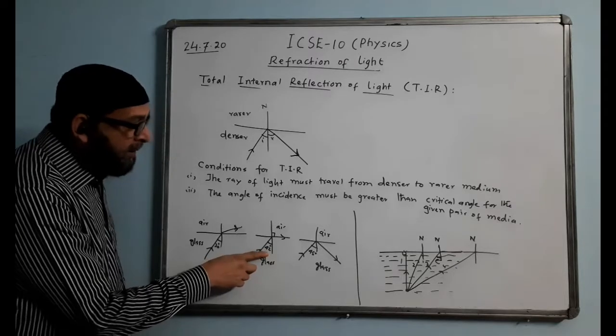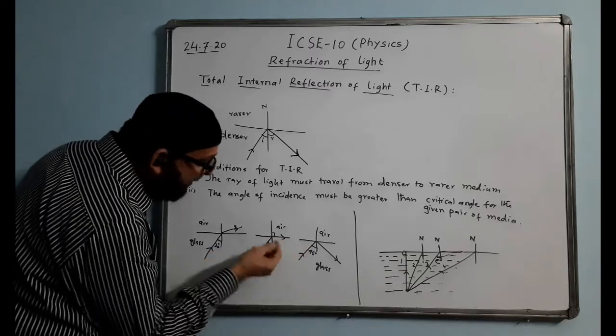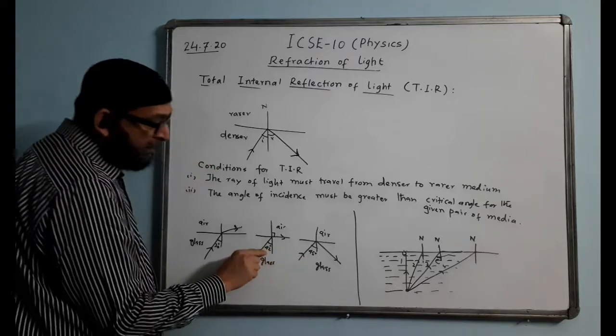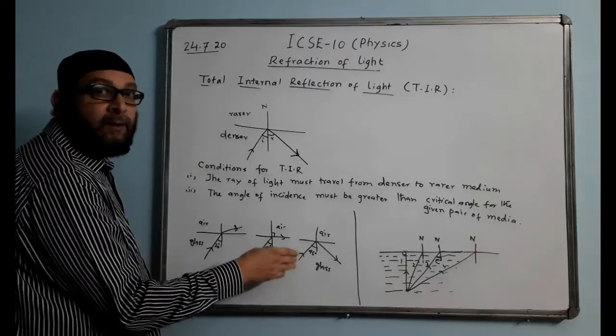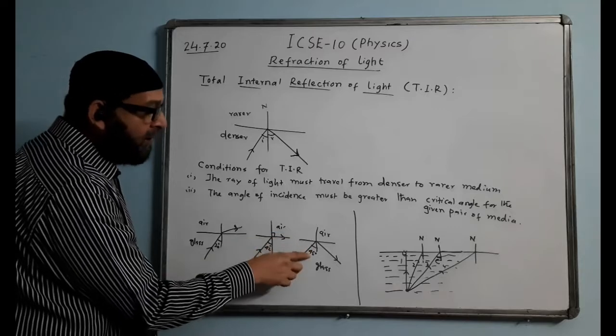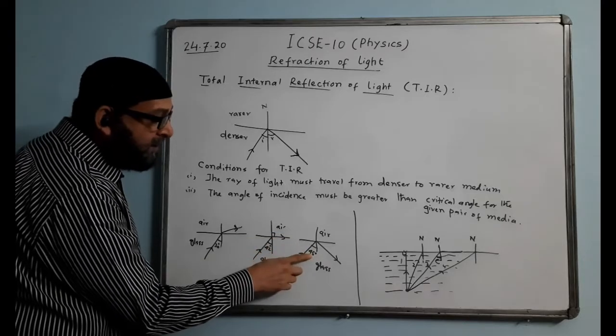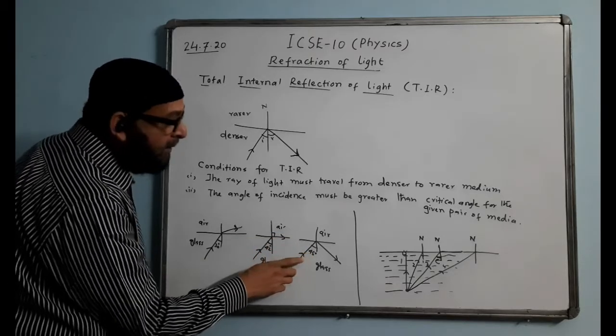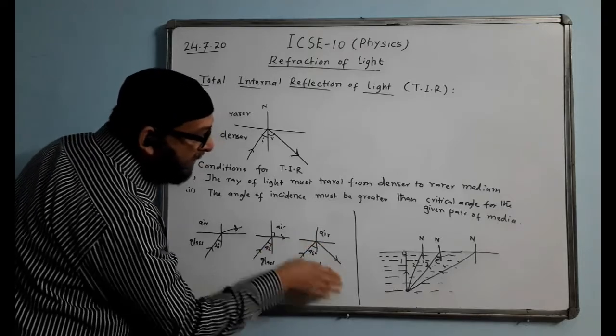So I have shown here. Now the angle of incidence we are increasing and keeping more than the critical value, maybe 45, maybe 60, maybe any degree you are taking. Now what will happen? Since the angle of incidence is more than the critical, the ray will be returning back in the same denser medium.